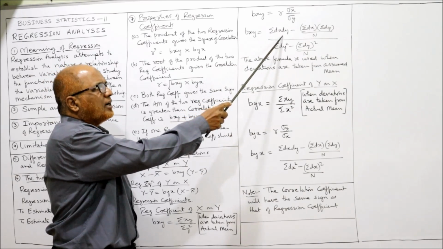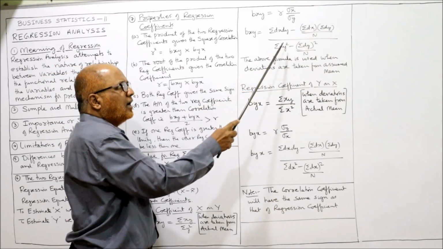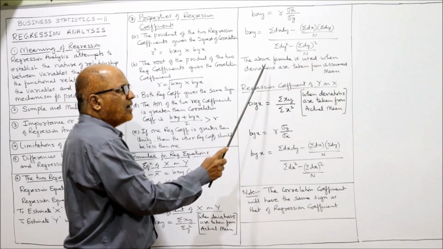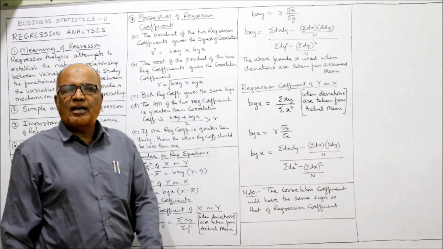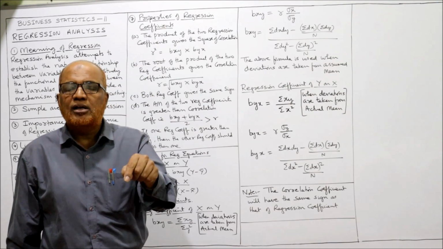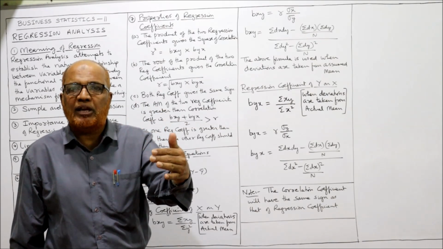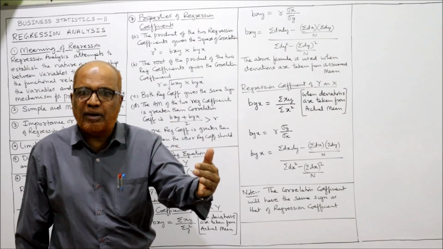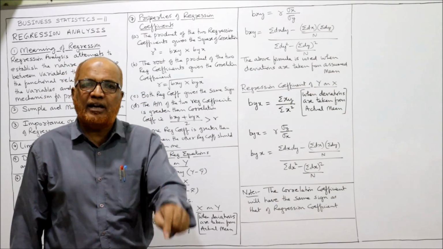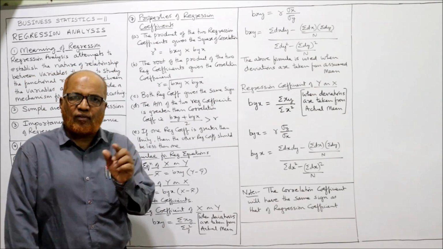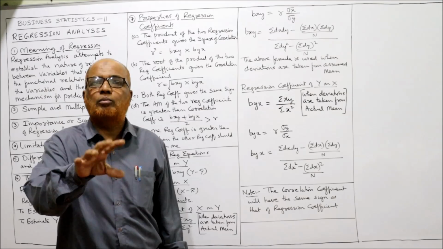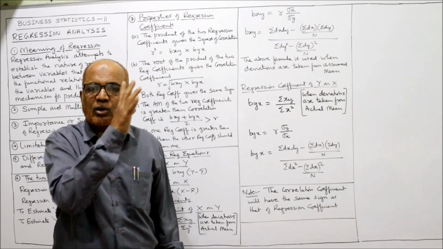Similarly, bxy is equal to summation dx dy minus summation dx into summation dy by n, divided by summation dy square minus summation dy whole square by n. The above formula is used when deviations are taken from assumed mean. If the actual mean is in fraction, you can take the deviations from assumed mean. If you take the deviations from assumed mean, then you have to take this bxy formula. If the deviations are taken from actual mean, then you have to apply the other formula. A very short formula if deviations are taken from actual mean, a long formula when deviations are taken from assumed mean. All these things I have explained in those problems.